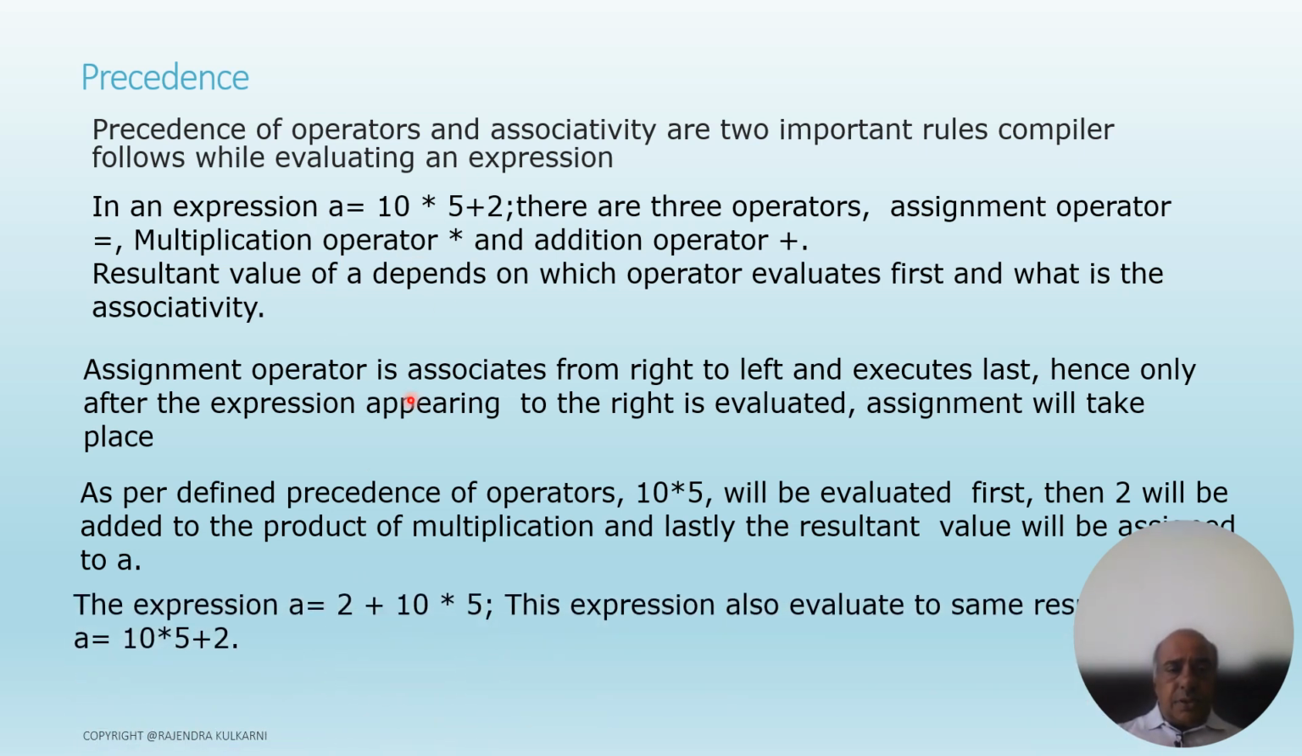If we write the same expression in another form, a is equal to 2 plus 10 into 5, the expression also evaluates the same as 10 into 5 plus 2. Both evaluate to 52. In this case, a is equal to 2 plus 10 into 5. 10 into 5 will first evaluate, that gives us a result 50. To this 2 will be added and ultimately a will be assigned a value of 52.